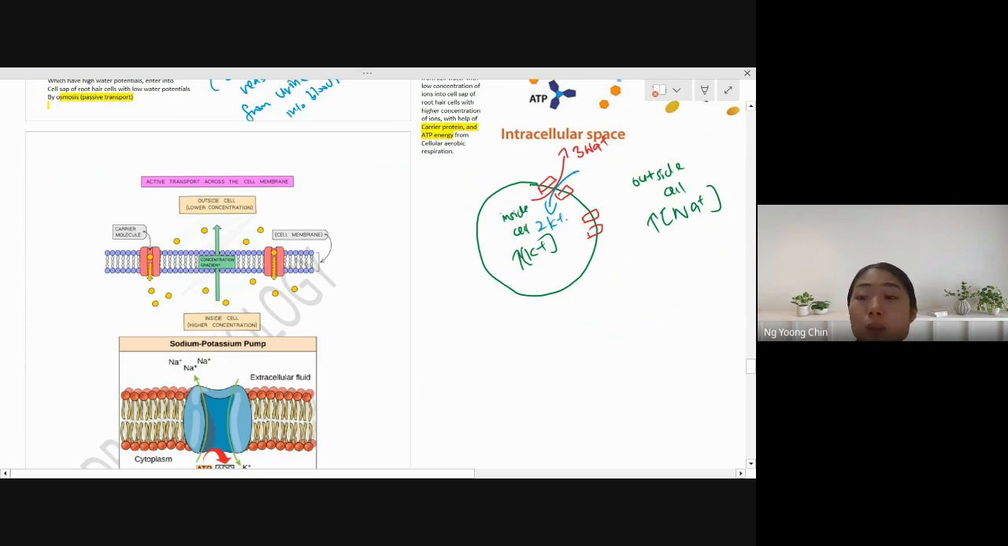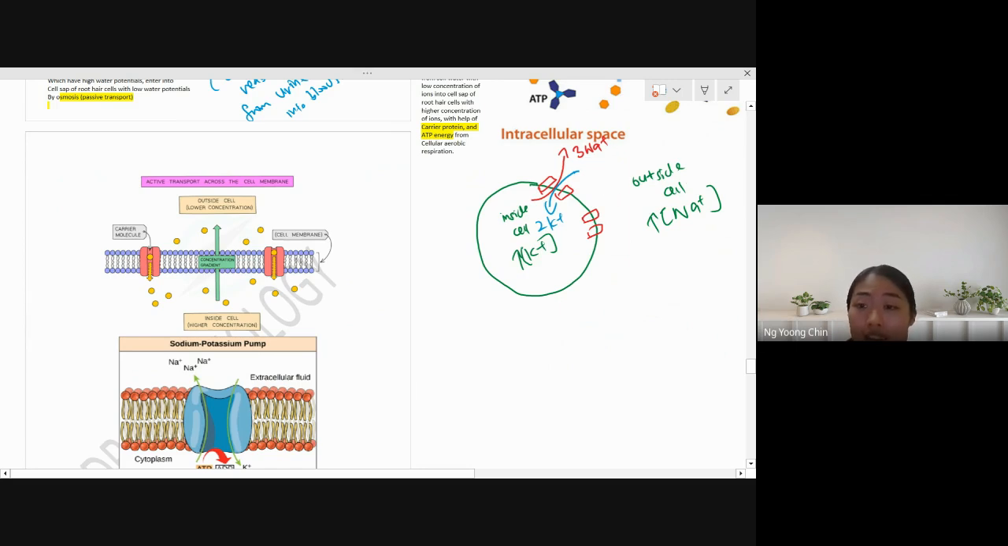So this is called a sodium potassium pump. Every cell has this sodium potassium pump, which helps to transport the sodium outside and then the potassium inside the cell. So you can see that this contributes to the very high concentration of potassium inside the cell and also the very high concentration of sodium outside the cell. This is because of this sodium potassium pump.